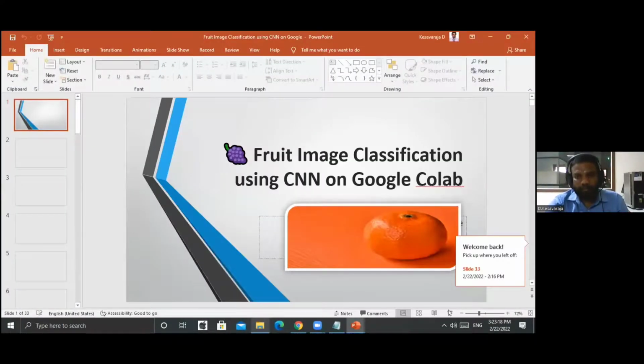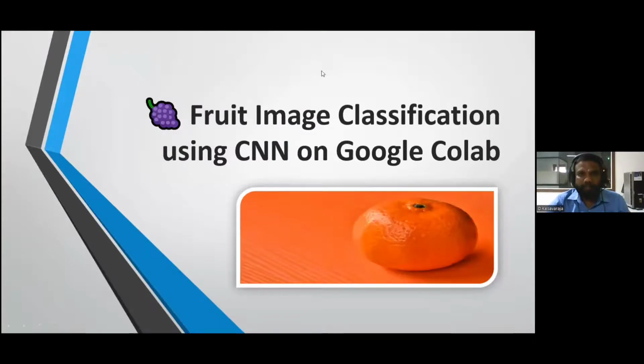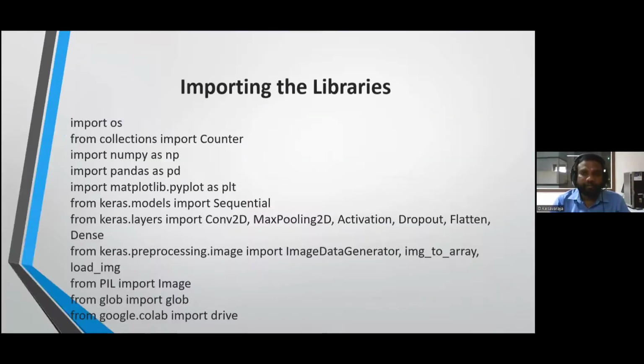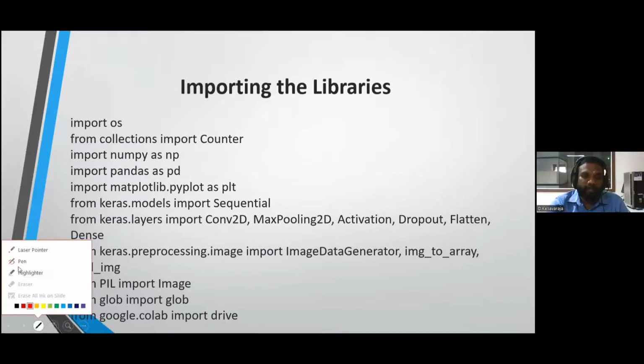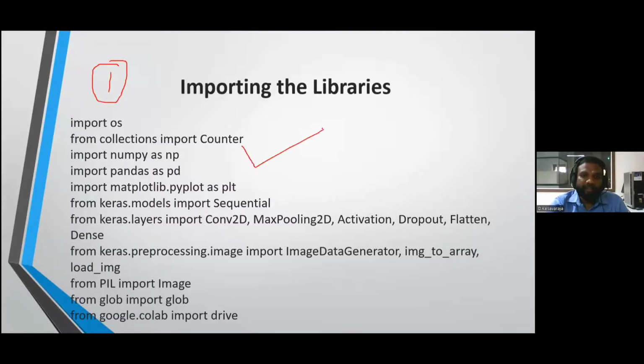So convolution neural network for fruit image classification, whether the fruit is apple or orange or banana. So fruit image classification using CNN. Now, step number 1, all are very much familiar about step number 1. Step number 1, always importing package. So you can import all the required packages.